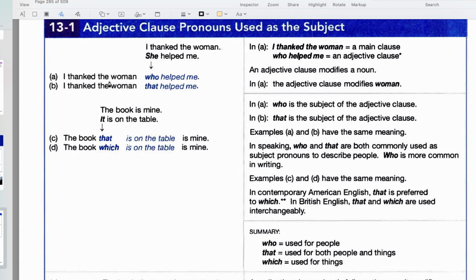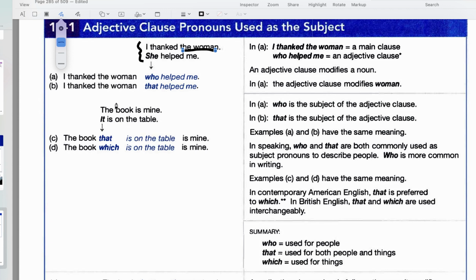So let's look at the example here. I thank the woman who helped me. Really, this is two sentences. If you look at what we have here, we have I thank the woman, which you see is the main clause, and then she helped me. She refers to the woman. You see that?